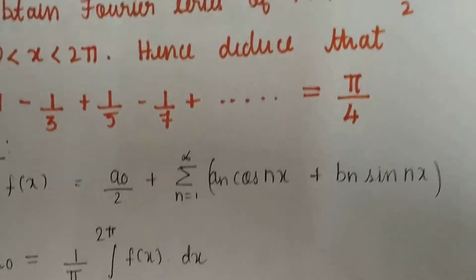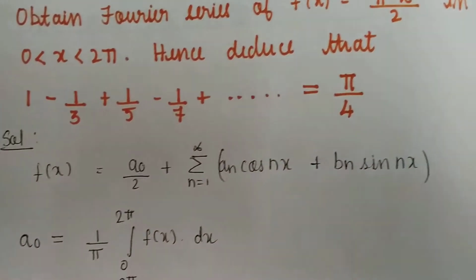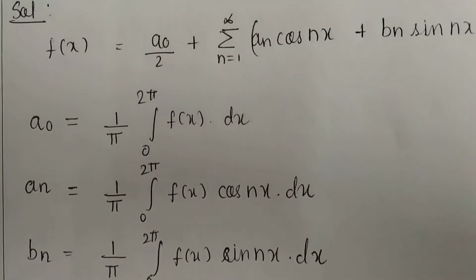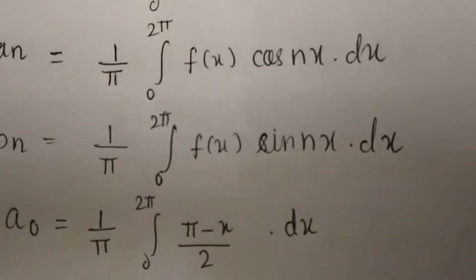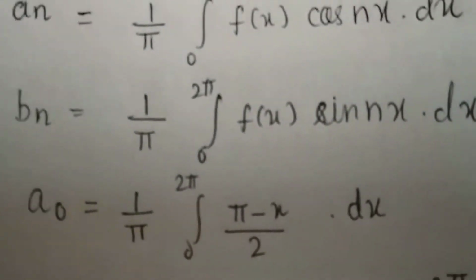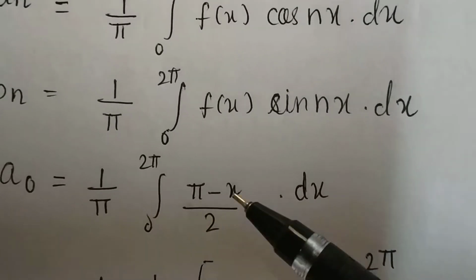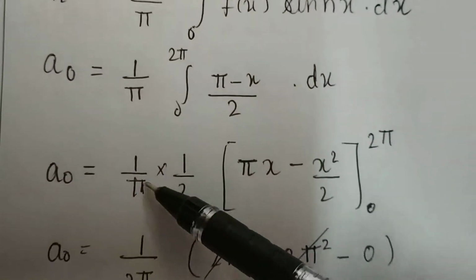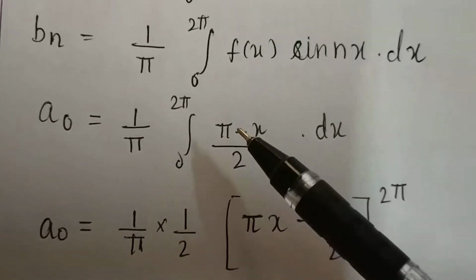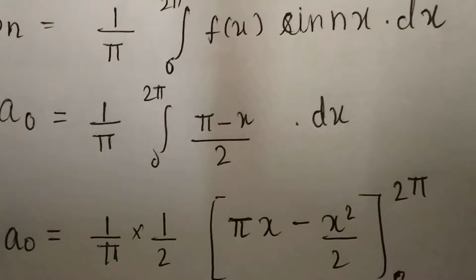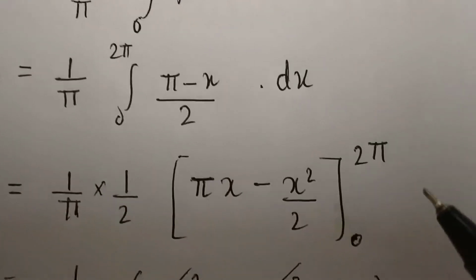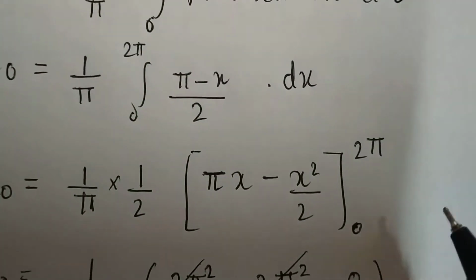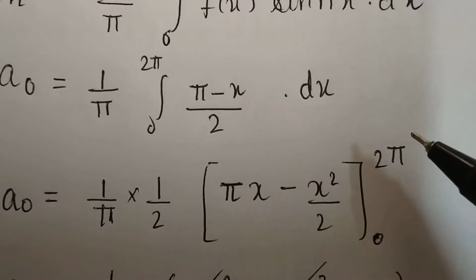Let us substitute f of x, which is (pi minus x) by 2, in the given equation for finding a0. So a0 will be equal to 1 by pi integral 0 to 2 pi (pi minus x) by 2 dx. Now let us take out this 2, since it is a constant, and it will become 1 by 2 pi. And integral of pi is pi into x minus integral of x is x squared by 2. For solving these sums, you have to know basic integration. And now the limits are from 0 to 2 pi.